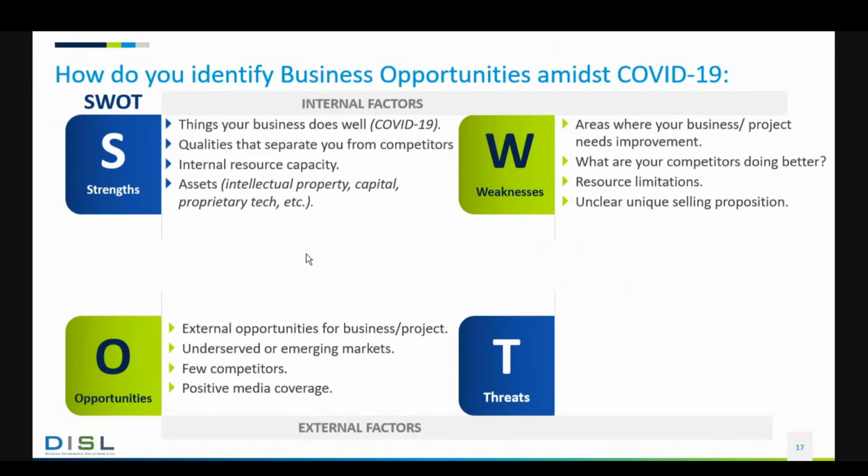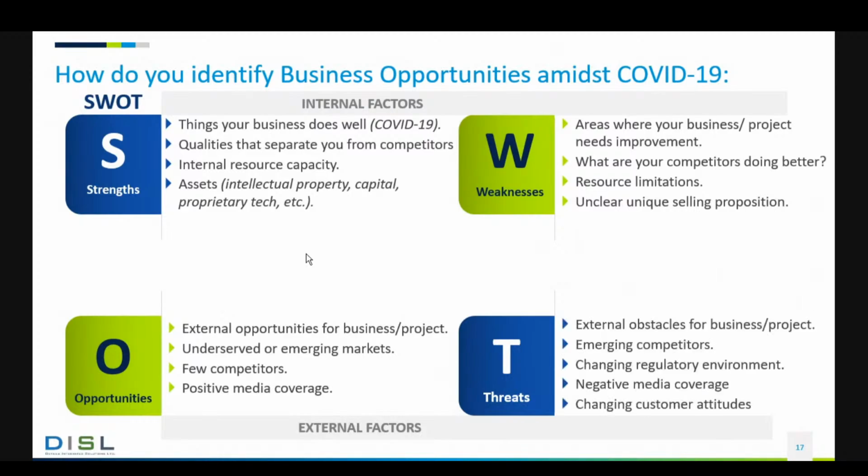Similarly, in the external factors, you want to look at the threats. So what are the obstacles out there externally to your business and your projects that may impact your success? Are there any new emerging strong competitors out there? Are there any changes in the regulatory environment that may negatively affect you? Are you getting any negative media coverage? Or is there any change in customer attitudes or spending patterns or demographics that is going to be affecting your organization and your projects?